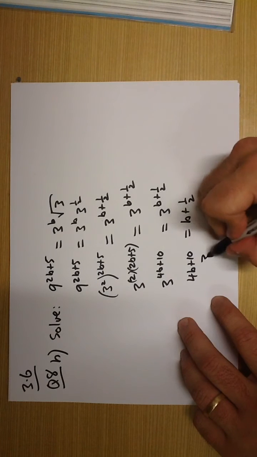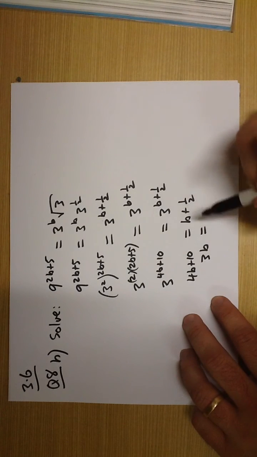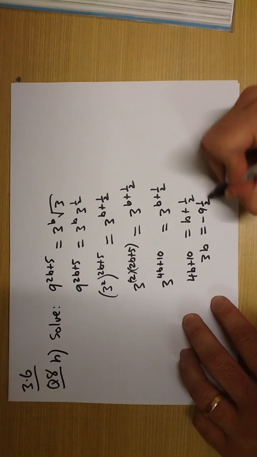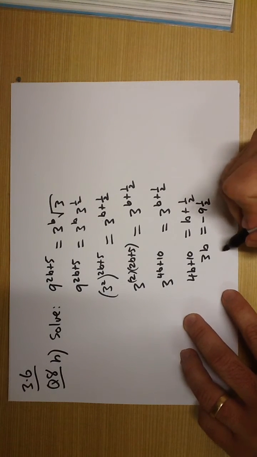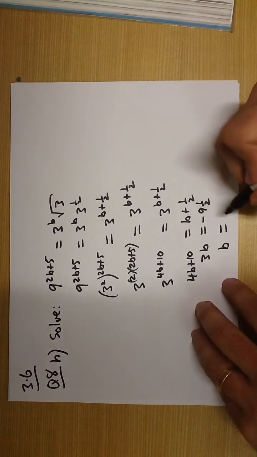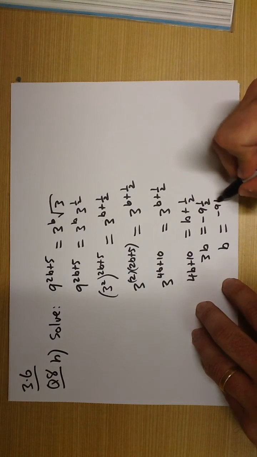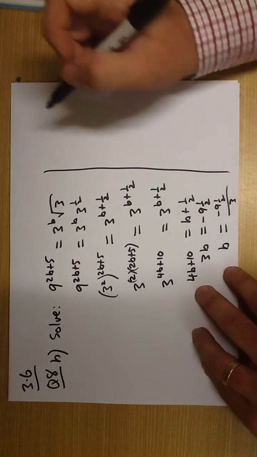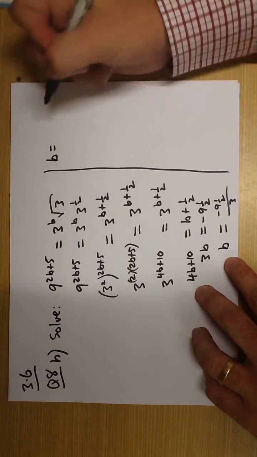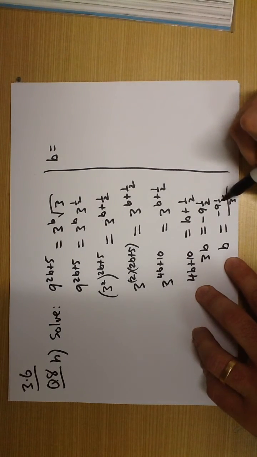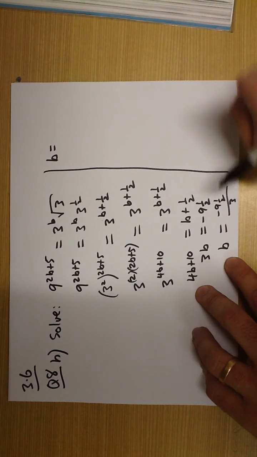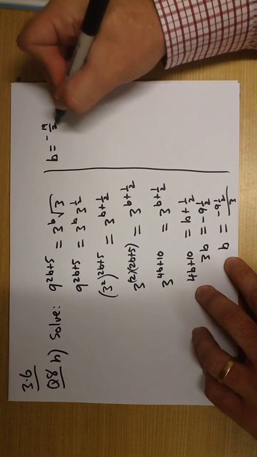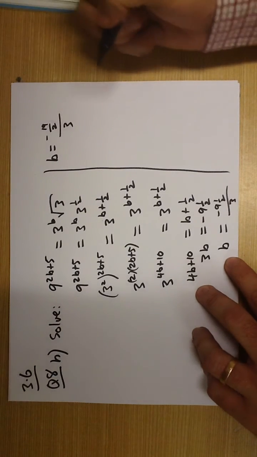So I end up getting 3b equals minus 9.5. So b equals minus 9.5 on 3. Okay, I'll just take it back up the top here. Now, I think what I'll do here is I'll say b equals, I'll just make this improper, 2 times 9 is 18 plus 1 is 19. So I've got minus 19 on 2, all over 3.